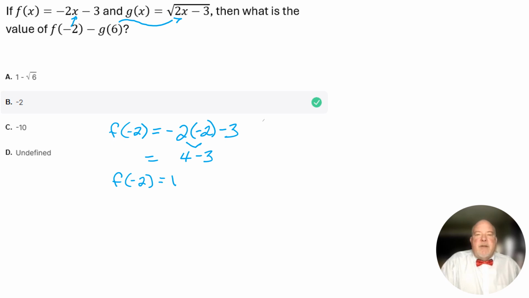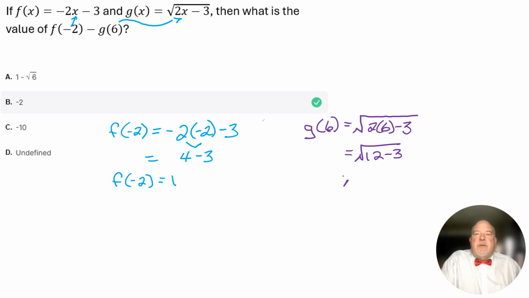Now I'm going to do g of x. We want to find g of 6. That just means plug in 6 for x, which equals the square root of 2 times 6 minus 3. We want to simplify what's under the radical first, then we'll worry about the radical. So I'm going to multiply 2 times 6, and that gives me the square root of 12 minus 3, which is equal to the square root of 9.